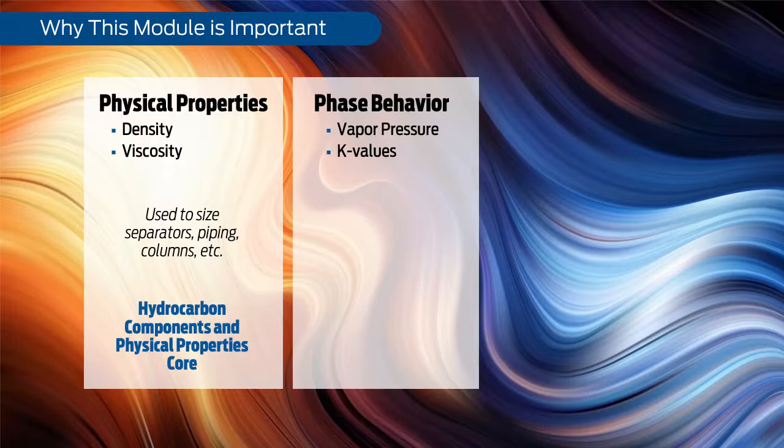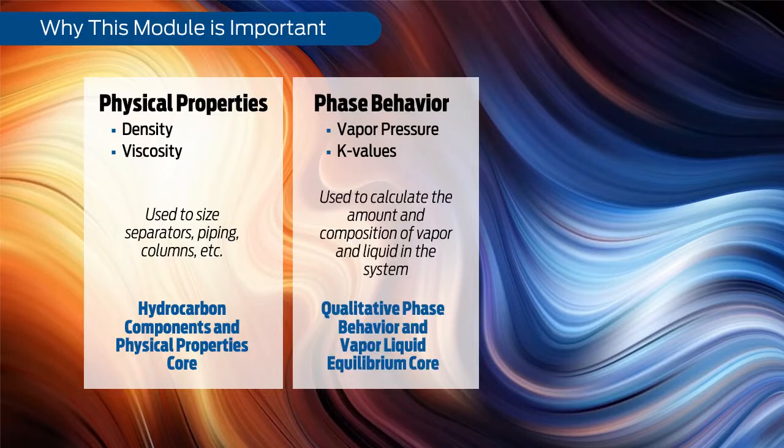Phase behavior is important as it tells us, at the various operating conditions, whether our fluids will be in the vapor phase, liquid phase, or two-phase region. Qualitative phase behavior allows us to understand where the process is operating in relation to the fluid's phase envelope. Flash calculations are critical in process simulations as they will predict how much vapor, how much liquid, and the composition of each stream.